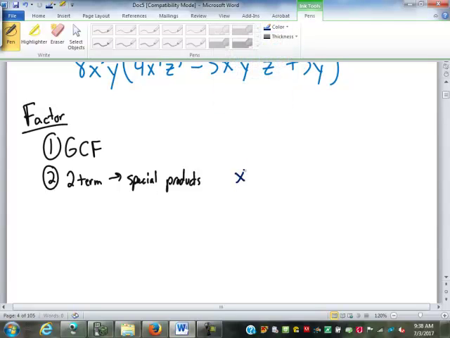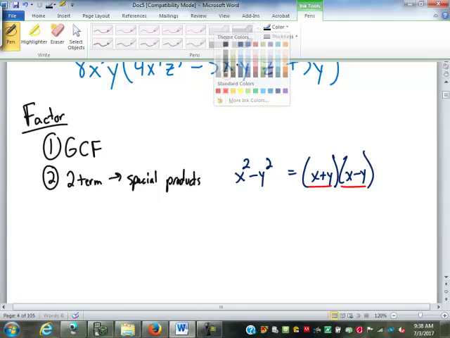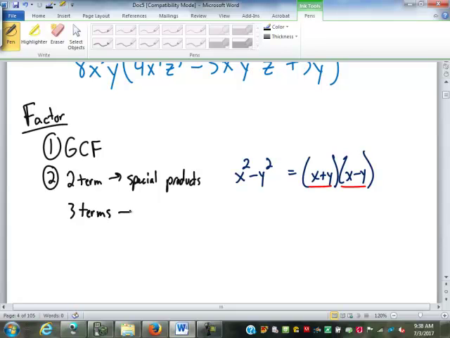Like if I have x squared minus y squared, that's the difference of two perfect squares. That equals x plus y times x minus y. That's a special product. It's a very common recurring special product. This is what we call a sum and difference product, by the way. That gives us that difference of perfect squares. If it has 3 terms, we're going to look at reverse multiplication, sometimes called FOIL in reverse.